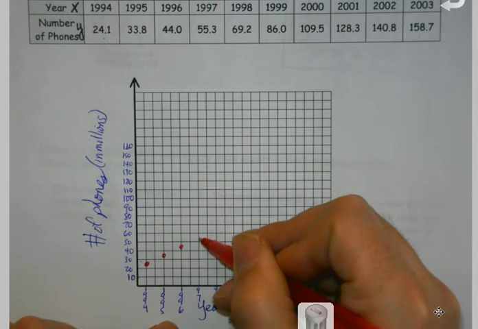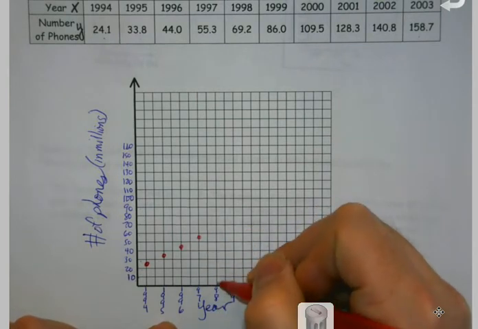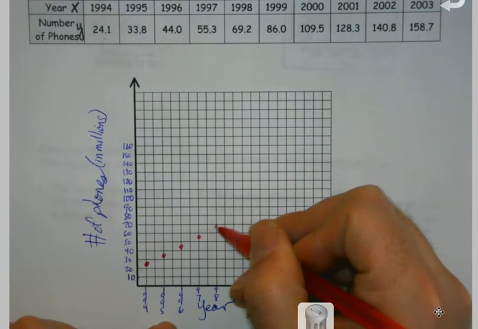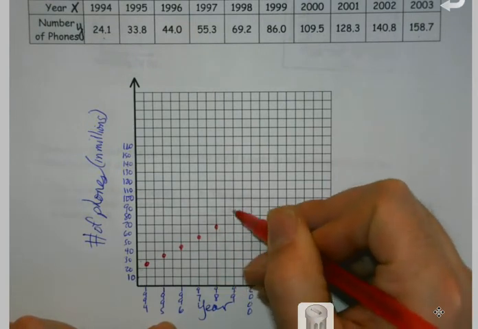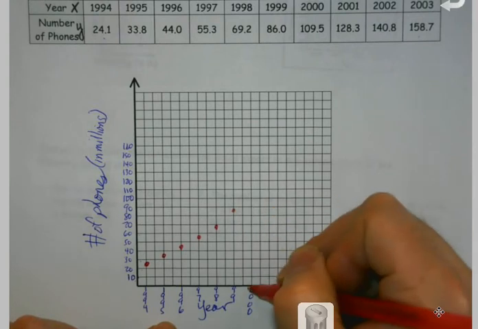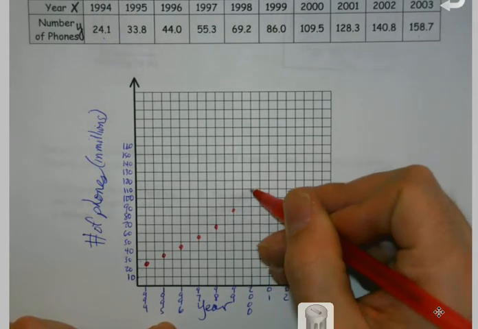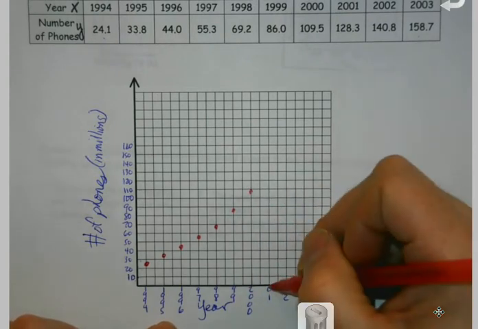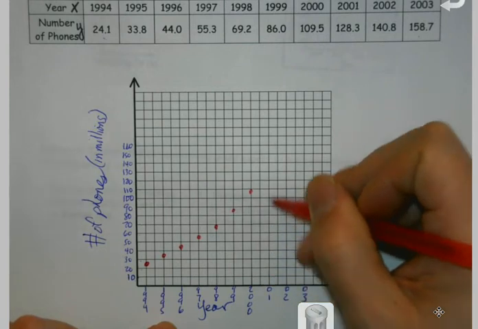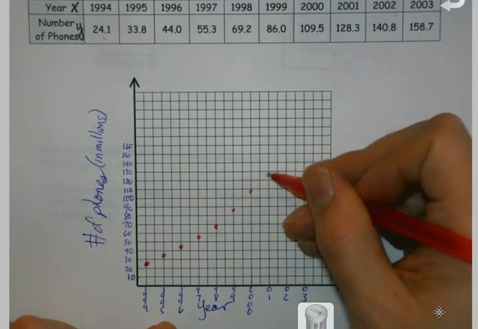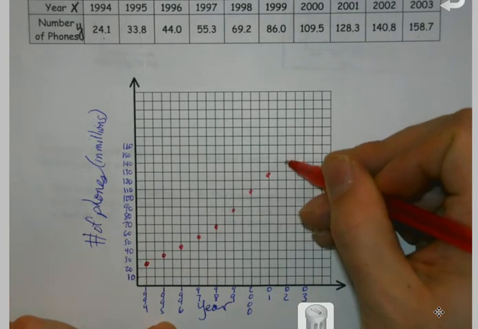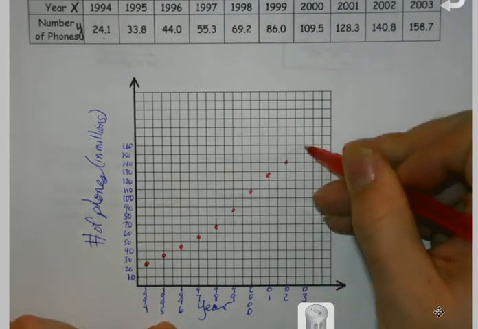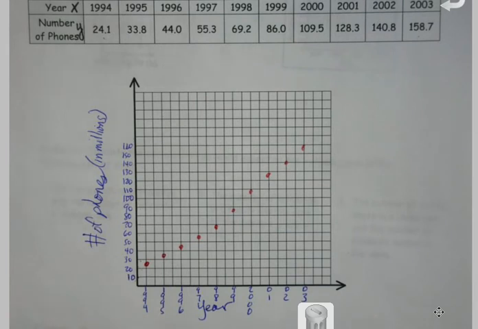97, 55.3, getting a little higher. 98, 69.2, just about puts me on 70. 99's up at 86. 2000's almost to 110. Oh, I think I'm seeing a pattern. 128. 2002, we're up to 140. And 03, we're almost up to that 160.